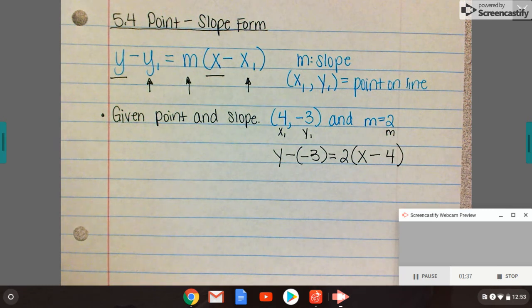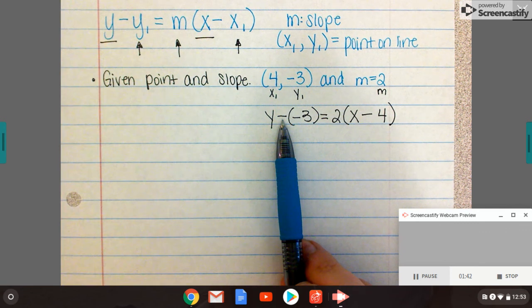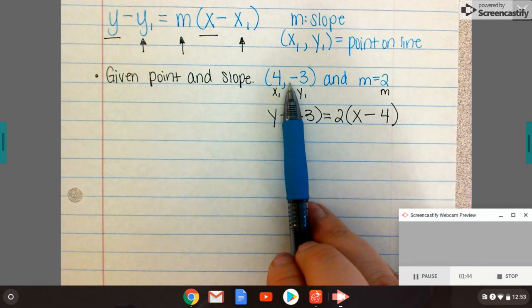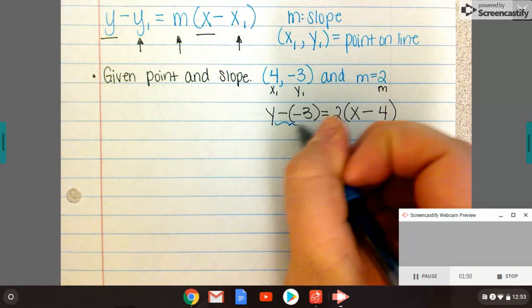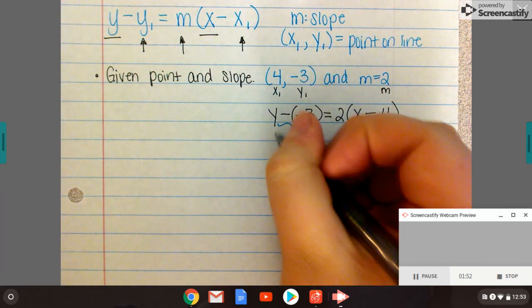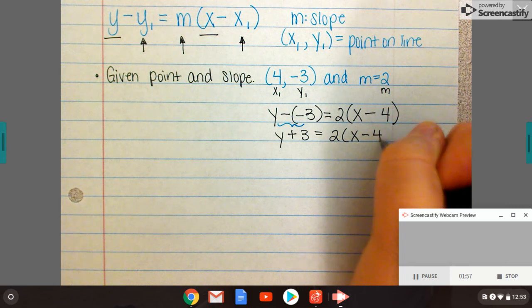So notice I'm going to make a big point about it. This minus was from our equation. This negative was from our number in our coordinate. The last thing I would do is simplify anywhere you have a double negative like this. But other than that, you're pretty much all set. So our final answer, y plus 3 equals 2 times the quantity x minus 4.